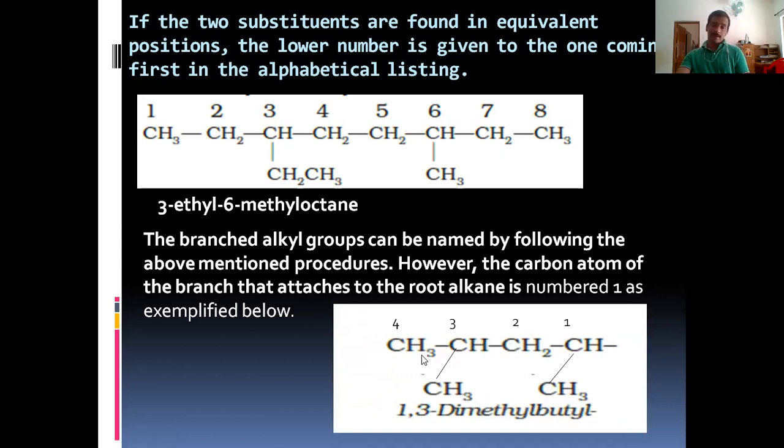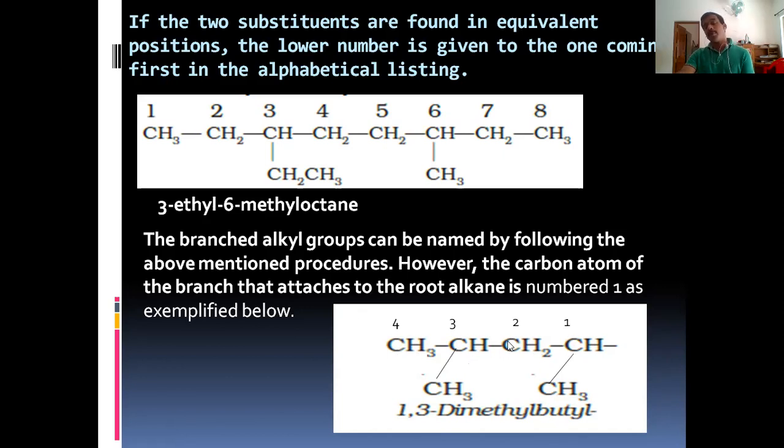Here it is a branch. Here you can see in this branch there are substituents. A CH3 group is attached to this CH2, and to this CH another CH3 group is attached. Always this carbon atom which is connected to the long chain, or root alkane, is the first carbon atom.